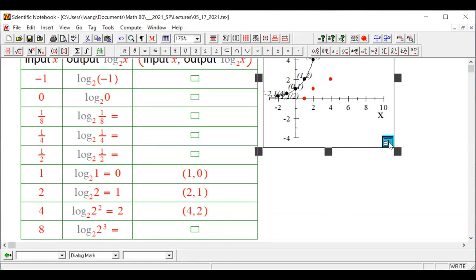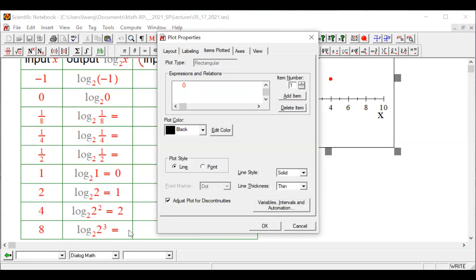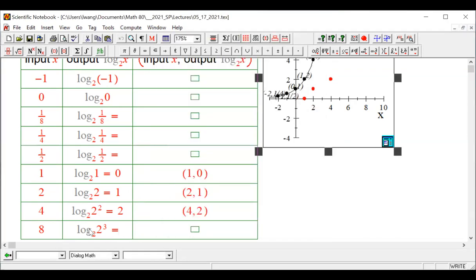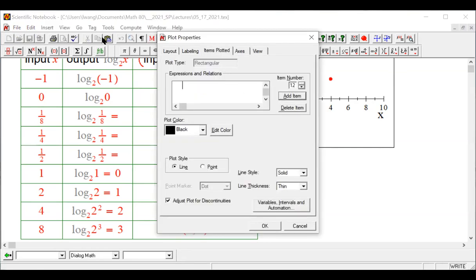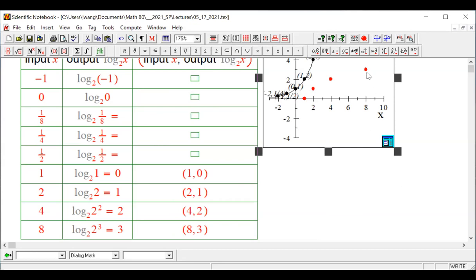And log base 2 of 8 is going to equal 3. So the next point is going to be 8, 3. So we have another point on the graph. Red dot. Could you guys put these dots and mark them, please? Let's mark them together.